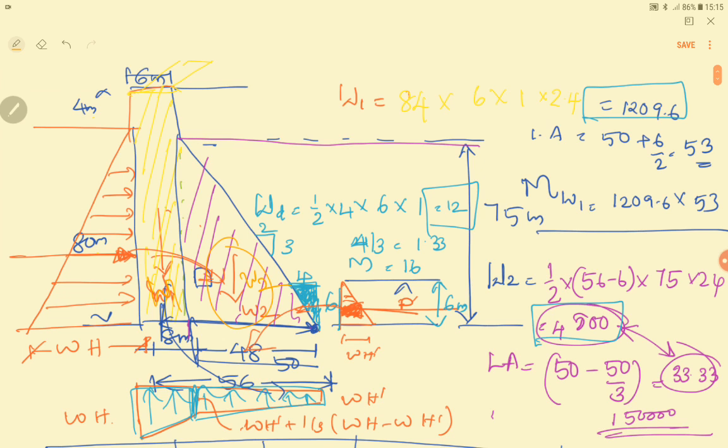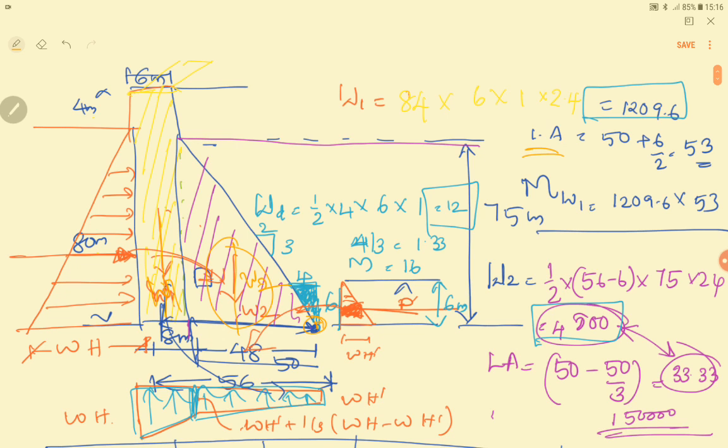So then you found out the weight of these two parts, and the corresponding moments of these two weights you calculated using the lever arm. Based on this point at the top, you will be taking the lever arm of W1, then you took the lever arm of W2, and then you found the corresponding moments for W1 and W2.